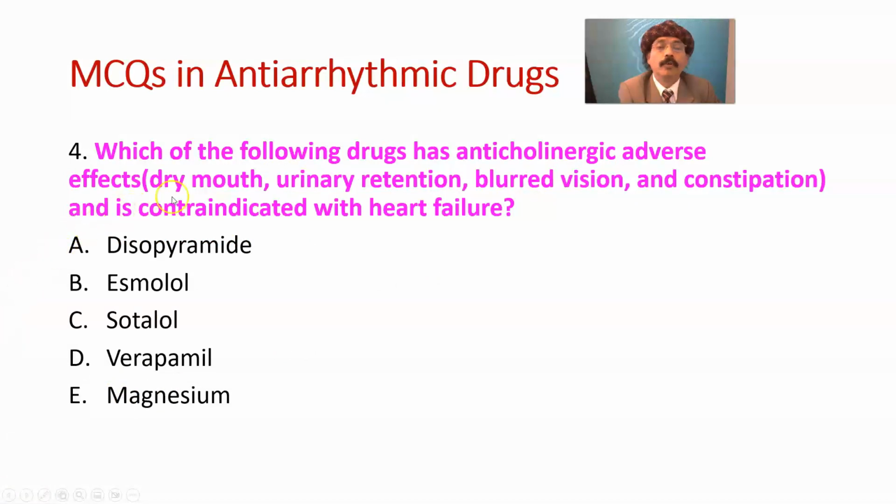Question number 4. Which of the following drugs has anticholinergic adverse effect like dry mouth, urinary retention, blurred vision, and constipation? And it is contraindicated with heart failure. Answer should be A, that is the disopyramide. Number 4, answer is A, disopyramide. Not esmolol, not sotalol, not verapamil, not magnesium. This is the drug that has adverse effect like this, anticholinergic adverse effect.